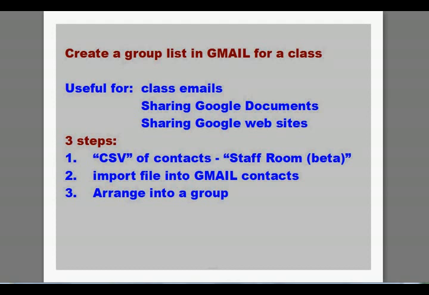It's not difficult. The first one is to generate a comma-separated value file of the contacts, and you do this using the board staff room beta. It sounds like a mouthful, but it's really easy to do. The second thing that you need to do is to import that file into Gmail, and then the final very simple step is to arrange those students into a group.